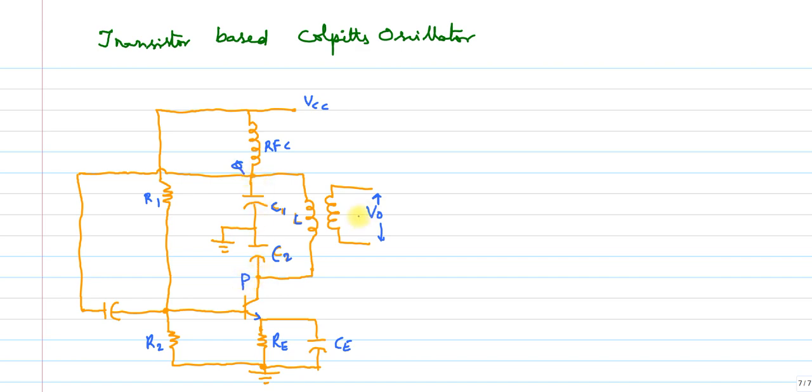And this is our simple transistor-based Colpitts oscillator. What exactly happened here means, it contains a common emitter amplifier which introduces a phase shift of 180 degrees. So this is called common emitter configuration. Because of this we are getting a 180-degree phase shift.